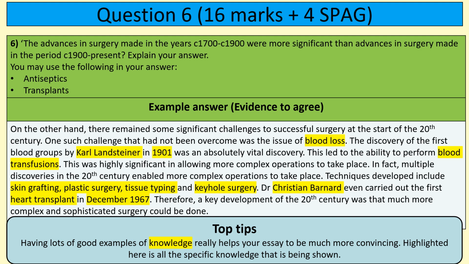Now, if you see here, I've highlighted in yellow this time all the examples of really good knowledge. So key name, like Karl Landsteiner, a key aspect like blood loss and blood transfusions, a key date, 1901, a key event again with Christian Barnard and the first heart transplant. All really, really good examples of knowledge you can use.